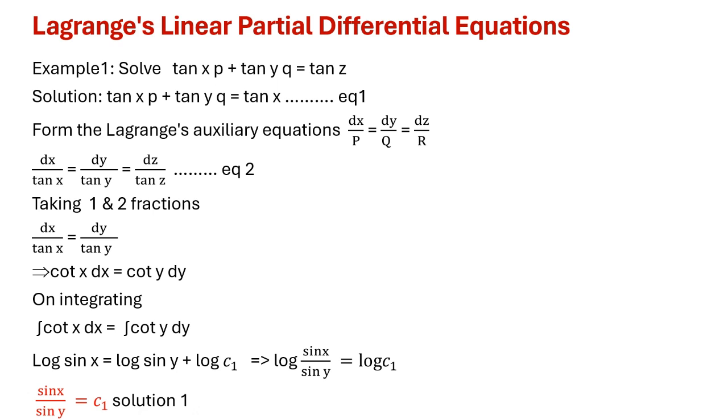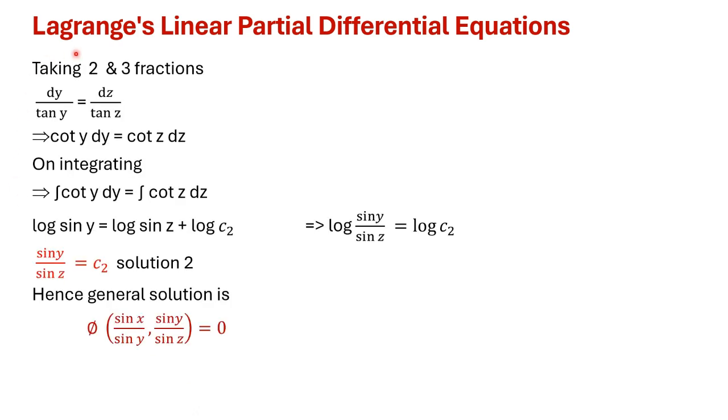Now we'll take the second fraction and third fraction. So 1 by tan y is cot y, 1 by tan z is cot z. Integrating it, we get this. So bring this log sin z to this side, and using the log property, we get this. So here log and log will cancel. The answer we'll get is sin y / sin z equals C2. This is solution 2. Now we got solution 1 and we got solution 2.